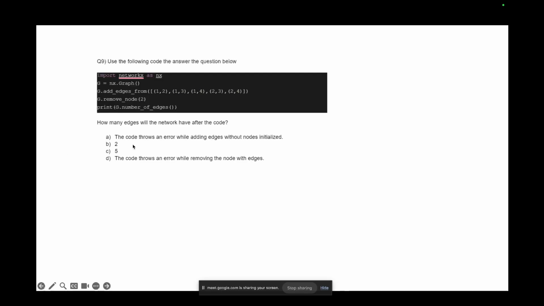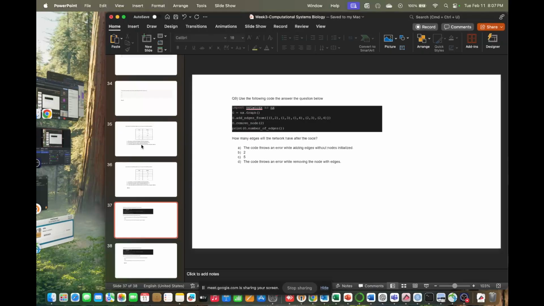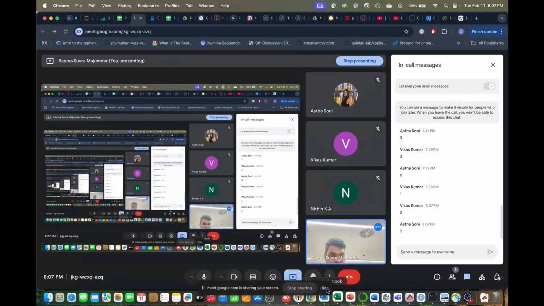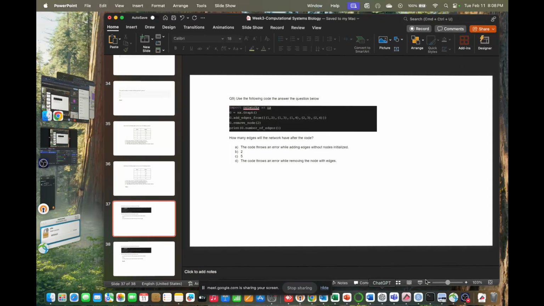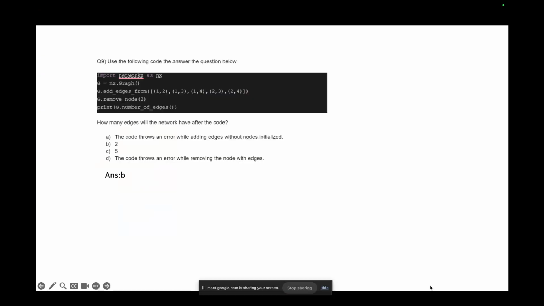This is a simple one. The answer is two, because you remove the second node, and only 1, 3 and 1, 4 remain. The rest of the connections go off. So there are only two connections that remain.